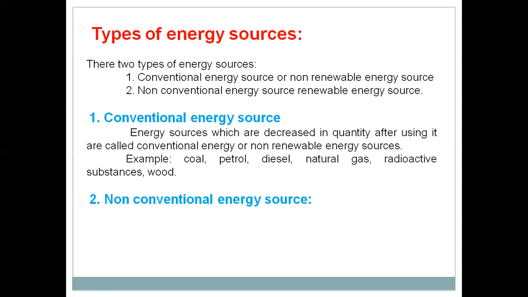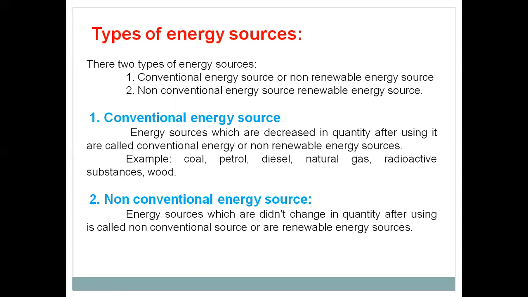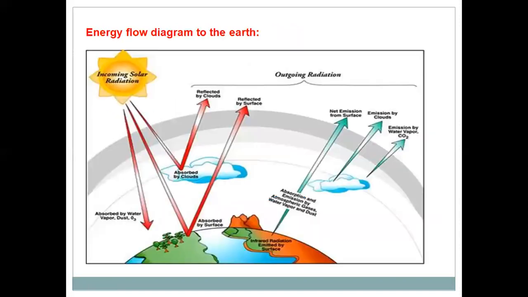And also wind energy. Even though by using wind energy we are producing electricity, the quantity of the wind does not decrease. So these sources are called non-conventional energy sources or renewable energy sources. So energy sources which do not change in quantity after using them are called non-conventional or renewable energy sources. Examples are solar energy, wind energy, and ocean energy. Now we will discuss the energy flow diagram to the earth.